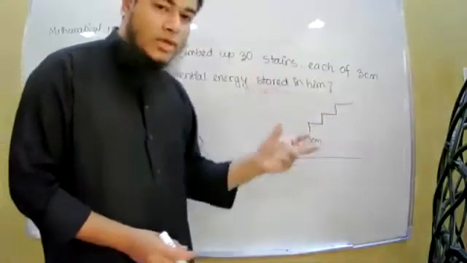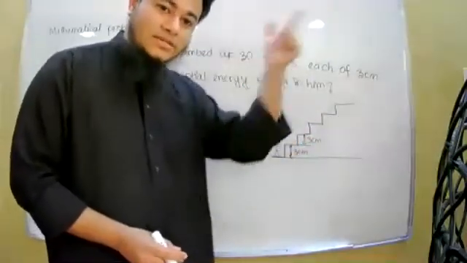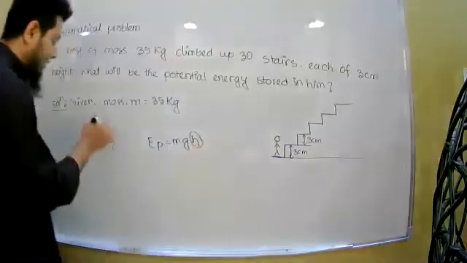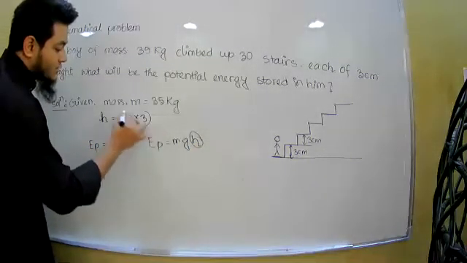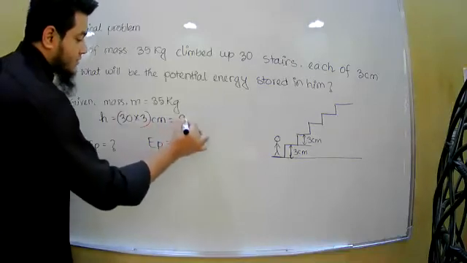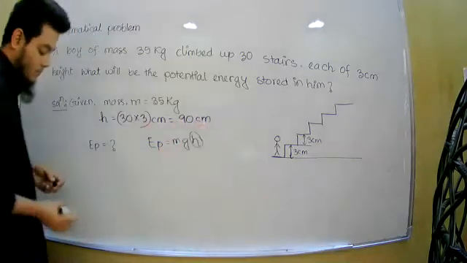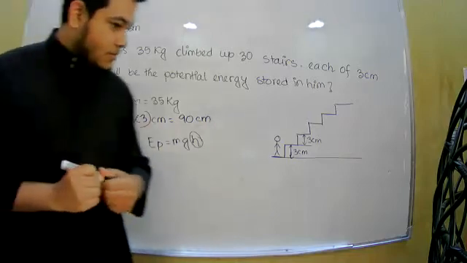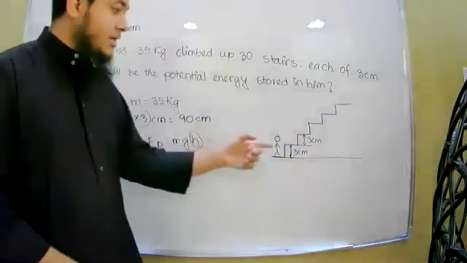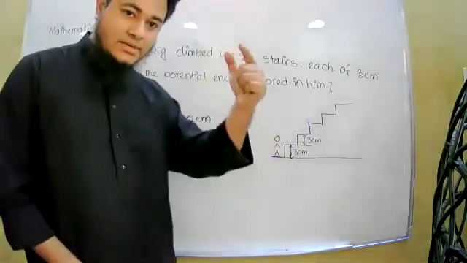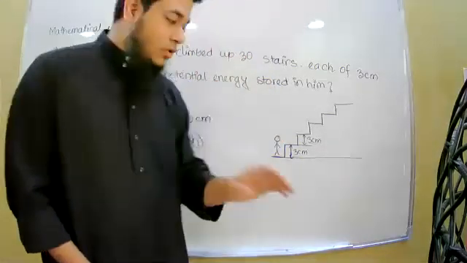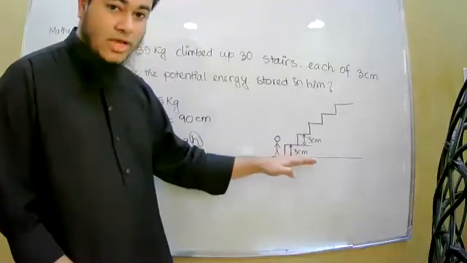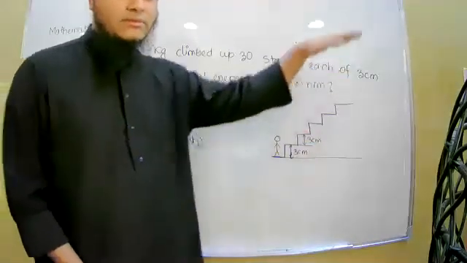So in that way, if he rises 30 stairs, can I say that he will be at a height of 30 into 3 centimeter from the ground? Yes, which is 90 centimeter. With each stair rising, he is taking himself up by 3 centimeter, or we can say that the height from the ground is increasing by 3 centimeter.